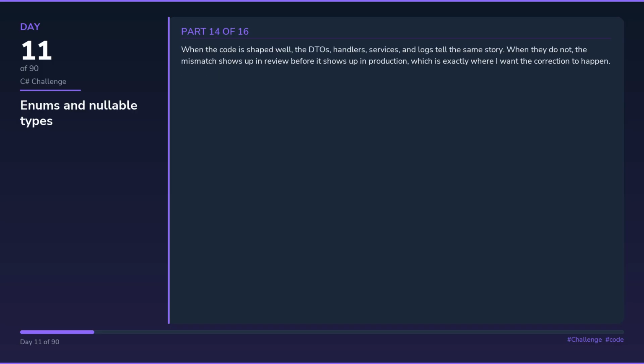When the code is shaped well, the DTOs, handlers, services, and logs tell the same story. When they do not, the mismatch shows up in review before it shows up in production, which is exactly where I want the correction to happen. That is why I keep practicing with one concrete path at a time. A small path is enough to reveal whether I understand the design or only recognize the tooling around it, and that is a much better signal than just getting the sample app to run once.